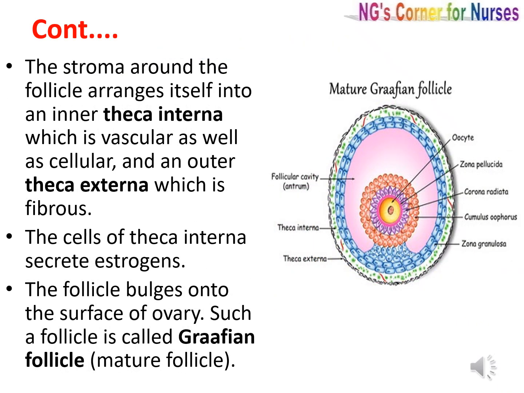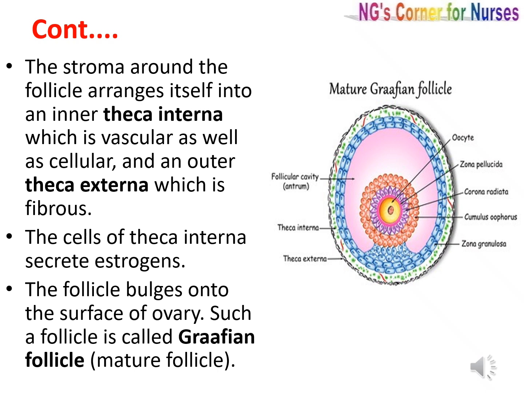Stroma around the follicle. Stroma is the supporting connective tissue framework of the ovarian cortex. So the stroma around the follicle arranges itself into an inner theca interna which is vascular as well as cellular, and an outer theca externa which is fibrous. You can see in the picture the theca interna and theca externa.